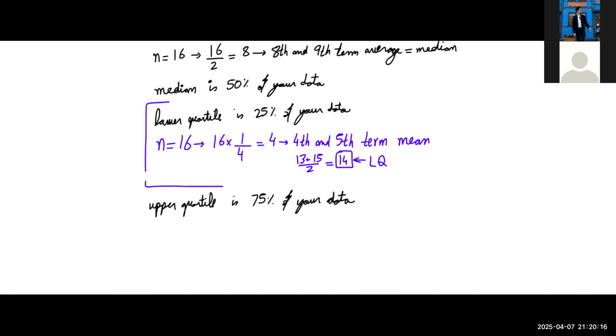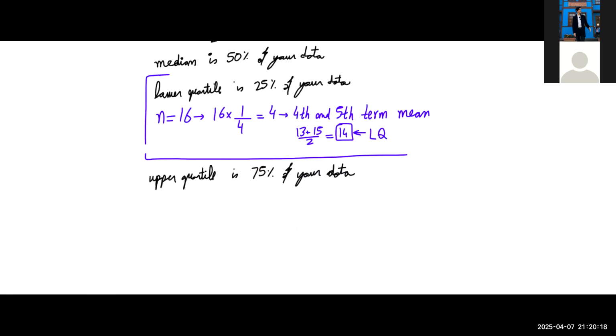Now, for the upper quartile, same thing. So can you try to help me find out the upper quartile? Try to follow the same process. Total number of terms is 16. What do you think I will multiply 16 by? 3/4. 3 over 4, because I want the 75%. So 3 quarters. Okay. What is 16 times 3 over 4?